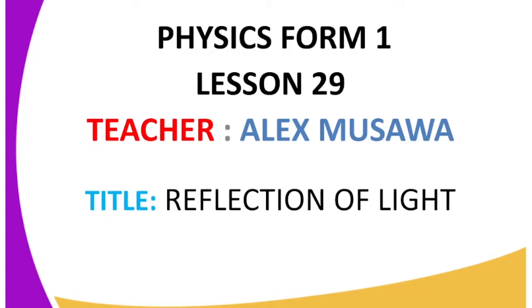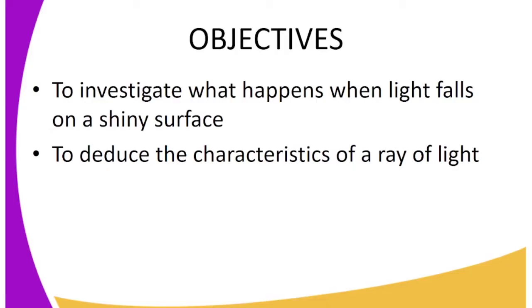I'm teacher Alex Musawa, and I'll be taking you through physics Form 1, lesson number 29, titled Reflection of Light. The objectives of these lessons are, number 1, to investigate what happens when light falls on a shiny surface. Number 2, to deduce the characteristics of a ray of light.